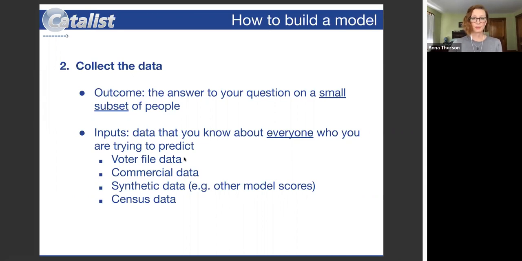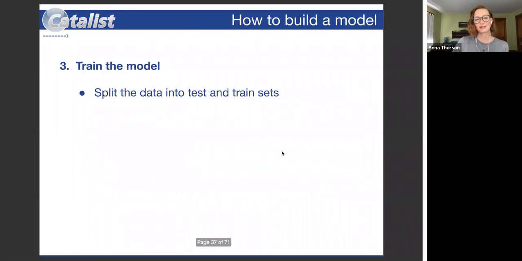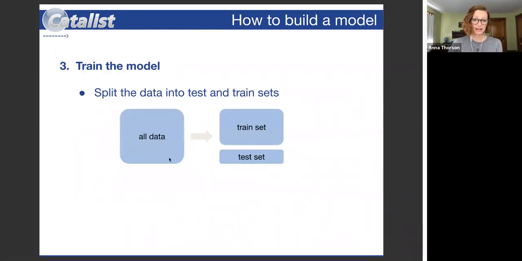Okay, so we have inputs that we can try to use to predict our outcome. How do we actually do that? This is a step called training the model, which I like because it makes it sound like a puppy or something. You know, you have to train it. The first step in training the model is that you split the data into test and train sets. So you have all your data right here. You went out and you collected your outcome, you have your inputs, you've joined it all together. It now exists in this lovely big data set.